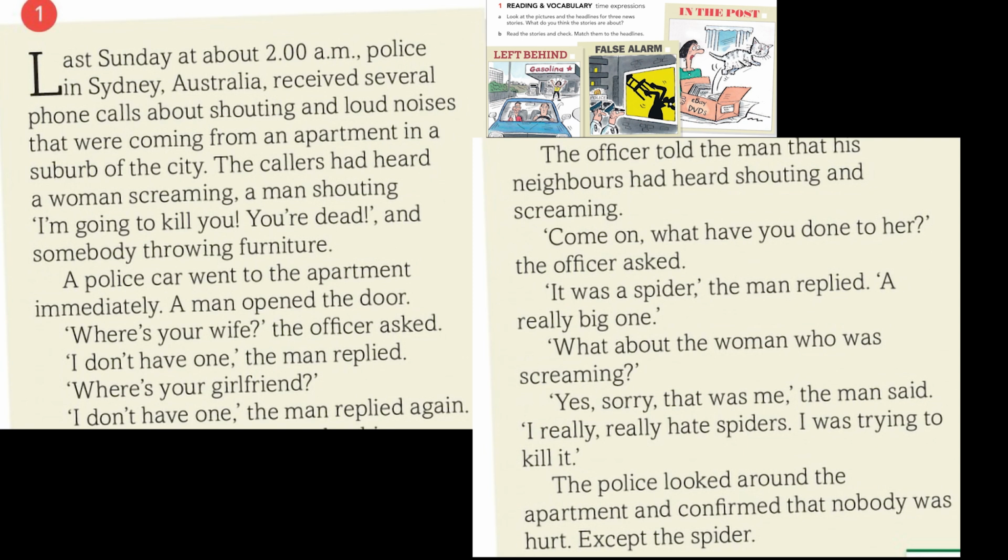The officer told the man that his neighbors had heard shouting and screaming. "Come on, what have you done to her?" the officer asked. "It was a spider," the man replied. "A really big one." "What about the woman who was screaming?" "Yeah, sorry, that was me," the man said. "I really hate spiders. I was trying to kill it." The police looked around the apartment and confirmed that nobody was hurt, except the spider.